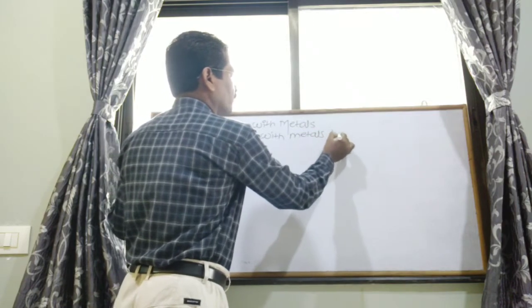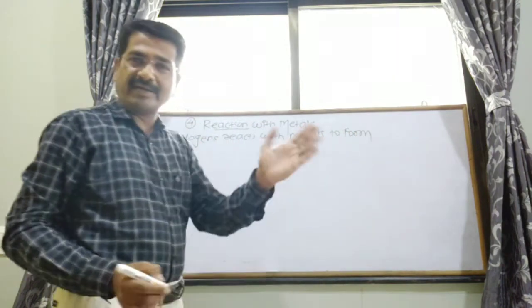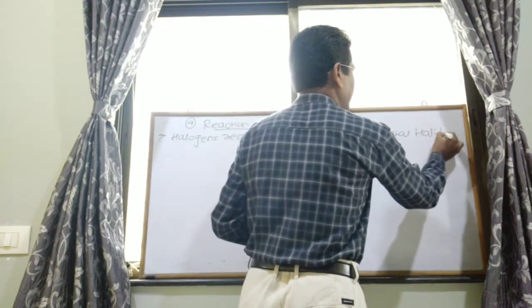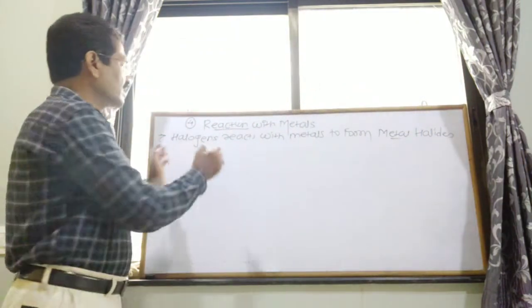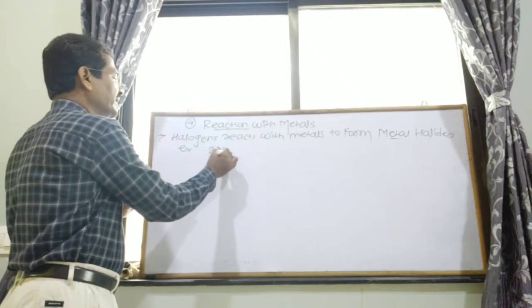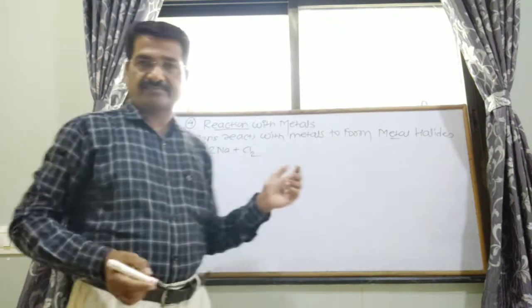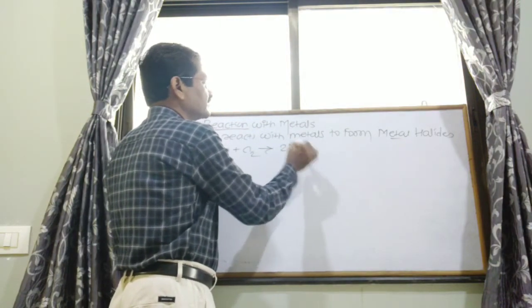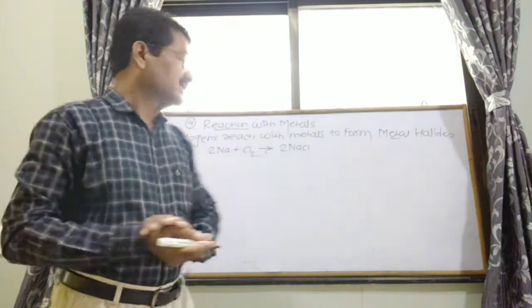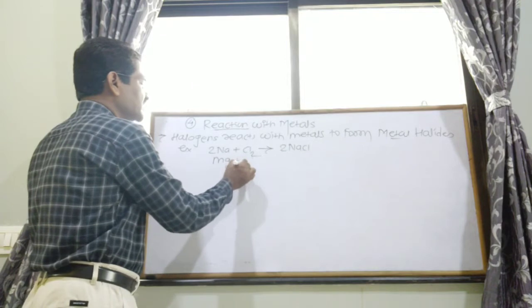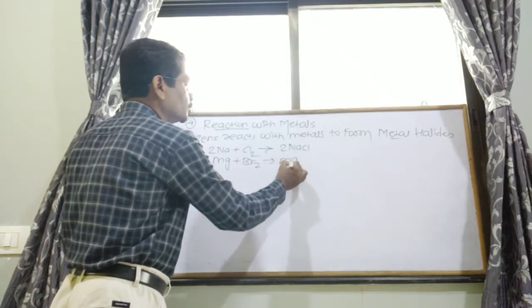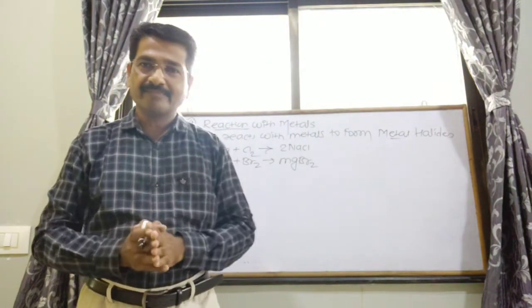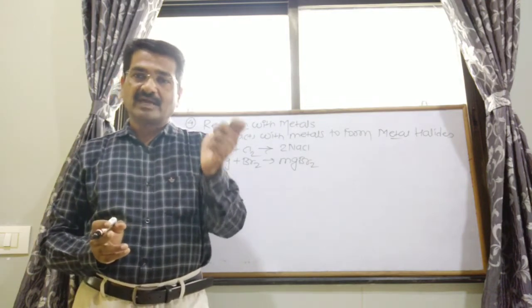Halogens react with metals to form metal halides. For example, sodium, 2Na plus Cl2 chlorine gas, can react to form sodium chloride, that is a metal halide. Second example, magnesium can react with bromine to form MgBr2, magnesium bromide. Likewise, the corresponding metal halides are formed when metals react with the halogens.